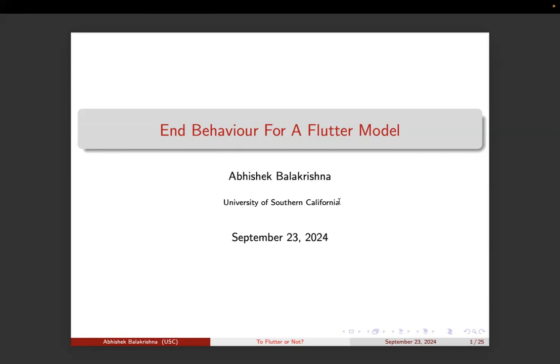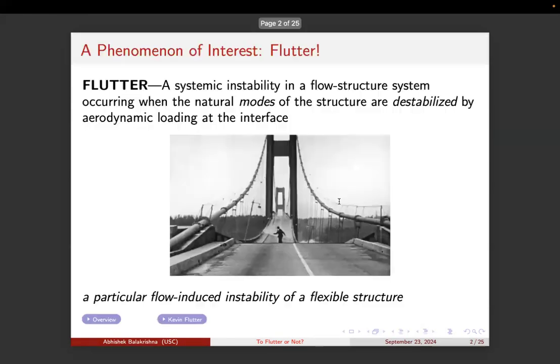Good afternoon. Today I'll be talking about the end behavior of a particular fluid and structure interaction model. As the title suggests, the particular end behavior we're interested in is that of flutter. There's a very technical definition of flutter given there: a systemic instability in a flow structure occurring when the natural modes are destabilized by aerodynamic loading. It's quite technical, but we'll break it down as we go along.